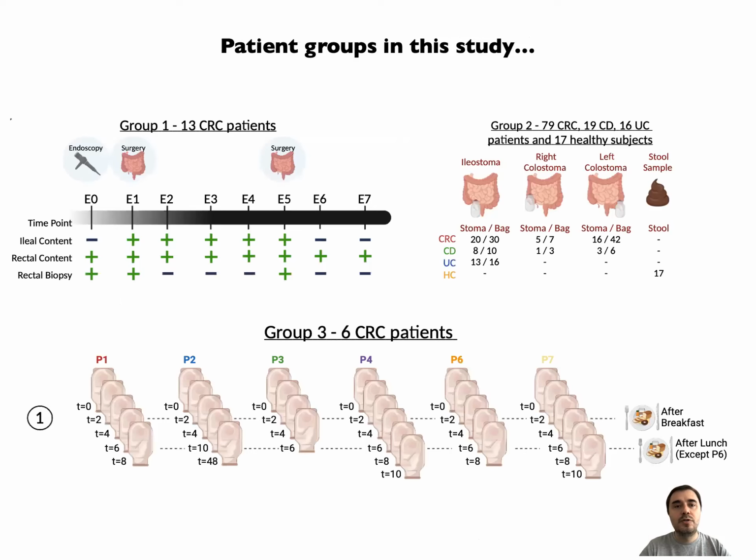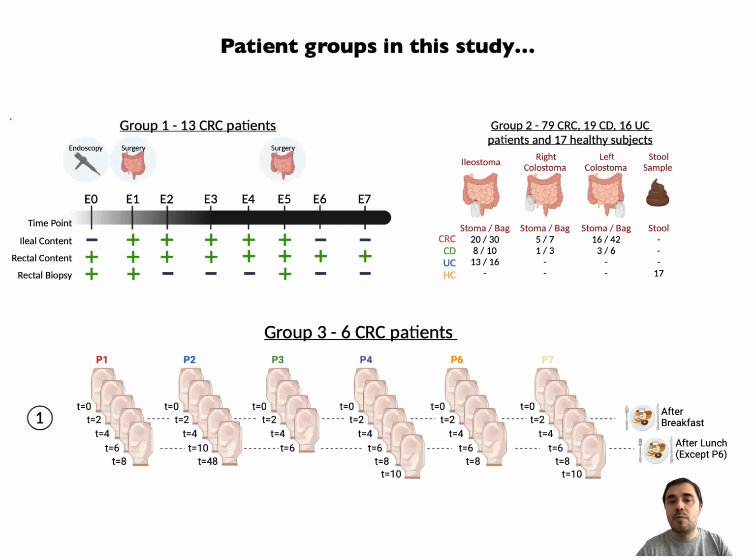So for that, we used three different patient groups. In the first one, where we have the patient before the surgery, we got some content samples from the rectum and then the biopsies. And at the time of the surgery, we also got ileal and rectal content and biopsy samples. And we followed the patient after the second surgery, where the stoma is closed and the patient goes completely back to normal life. The second group is what we call the cured patients.